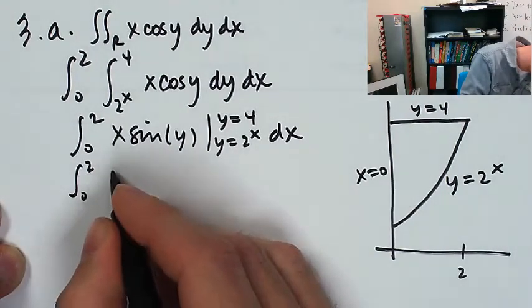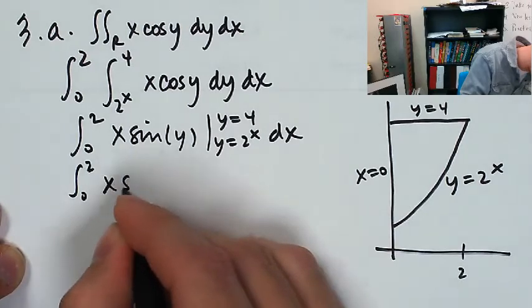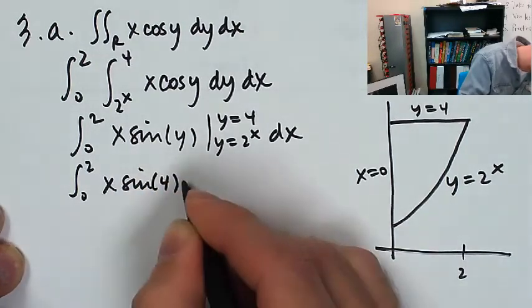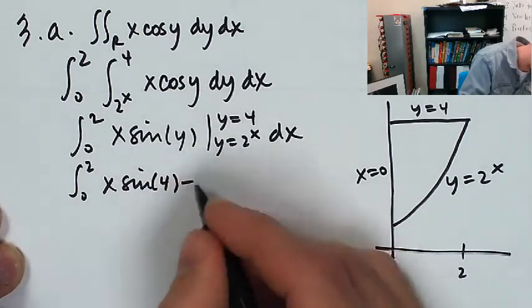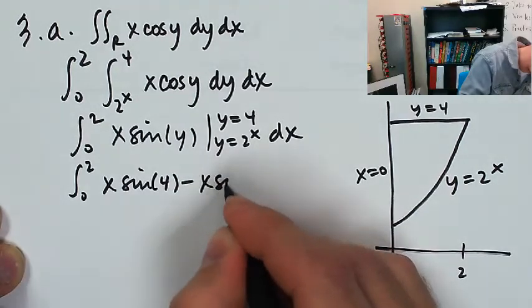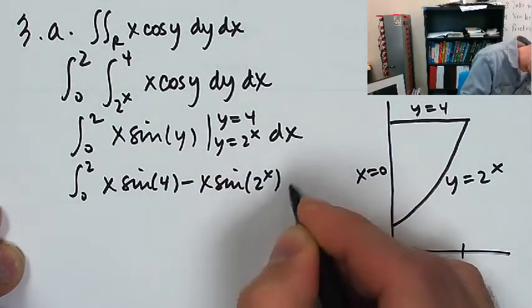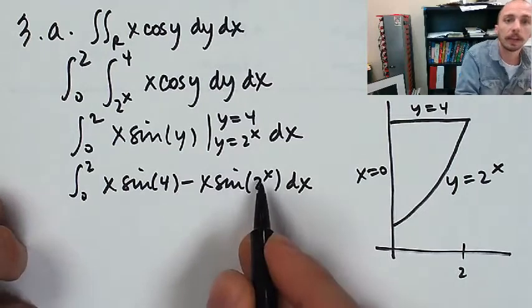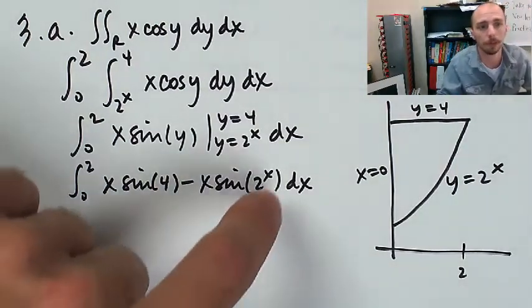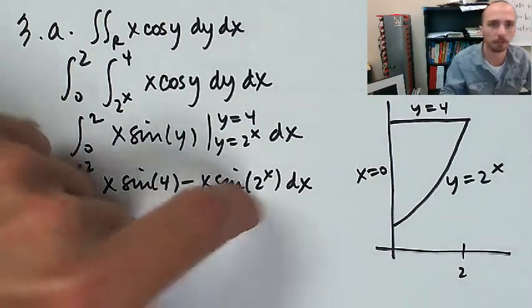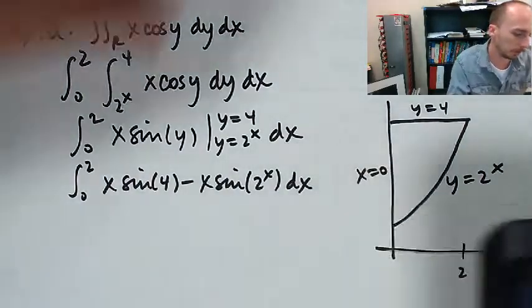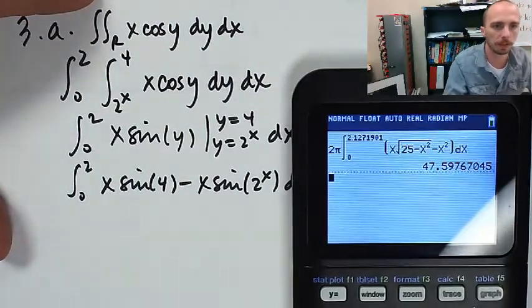0 to 2 of x times sine of 4 minus x times the sine of 2 to the x dx. This must be done with a calculator. There's not going to be an antiderivative for that. It's not going to happen. So maybe I'll bring that in here. You don't need to see that anymore.